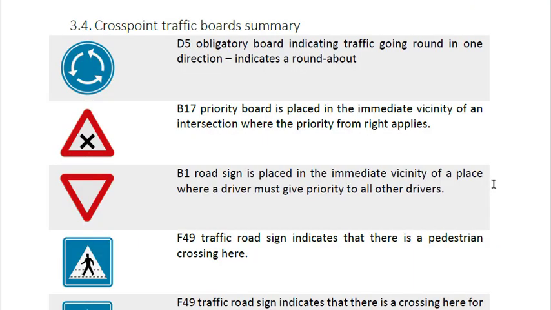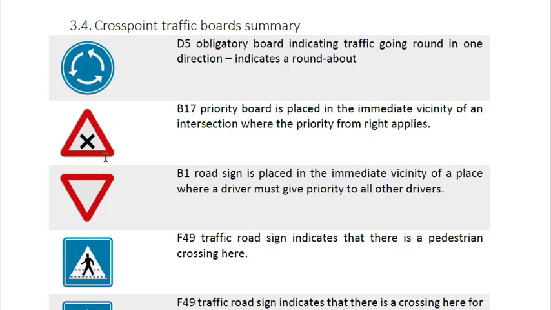So we come to an end of this lesson. Let's quickly look at the traffic signs. So the blue board here, obligatory board, indicates a roundabout, and the arrows indicate the direction of the traffic. Remember, on a roundabout, the traffic is moving always in one direction, anti-clockwise, which is indicated by the arrows.